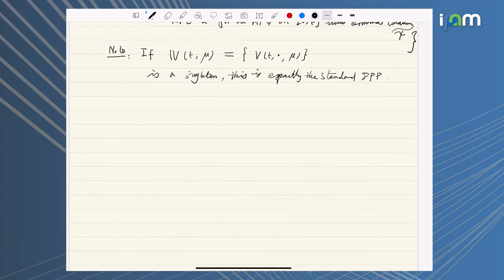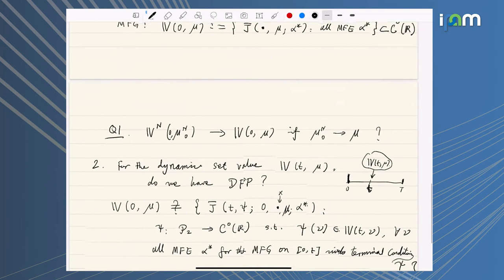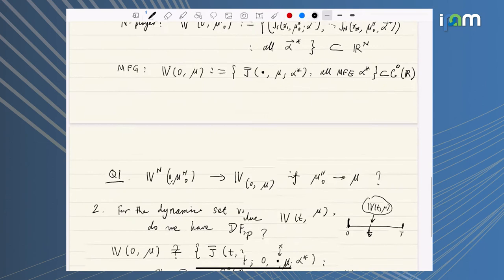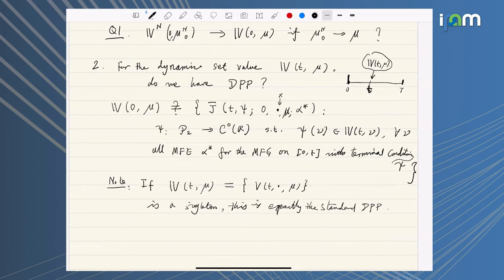Next issue I want to consider. So that's intuitively the idea. I'll consider this dynamic value and see what kind of set value we get. So the same two questions: does the convergence hold true? Does the DPP hold true? DPP is very much related to the master equation. If there's no DPP, there's no hope for the master equation. Because as a PDE, you have the time consistency underlying there.